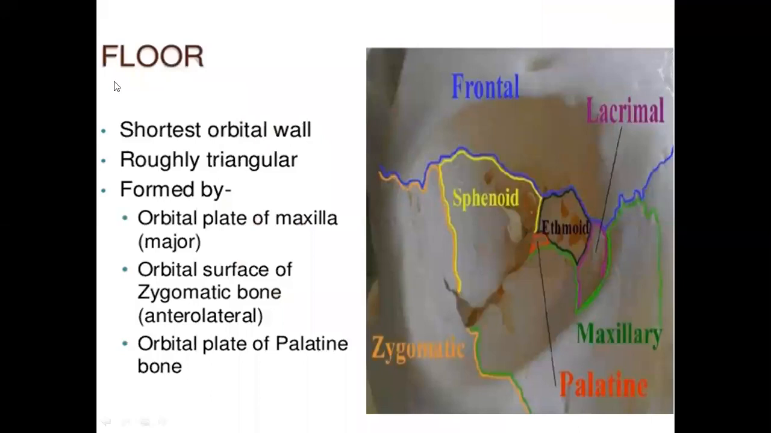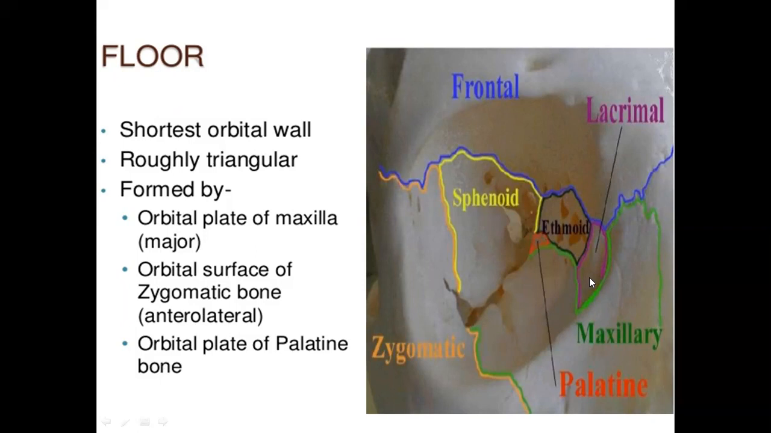Then the next one is about the floor. The floor of the orbital cavity is roughly triangular, and it is formed by the following bones. One is the orbital plate of maxilla. Second is the orbital surface of zygomatic bone, and the third is the orbital plate of palatine bone. So the floor of the orbital cavity is formed by the following three bones.